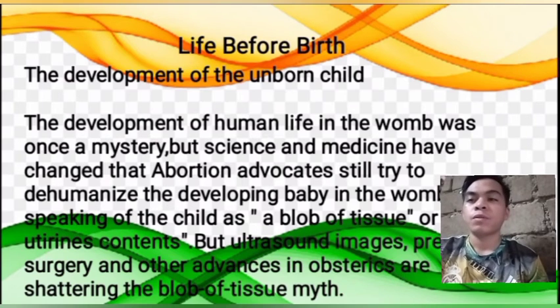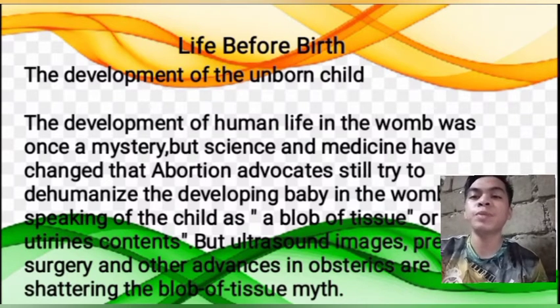Life before birth. The development of the unborn child. The development of human life in the womb was once a mystery. But science and medicine have changed that. Abortion advocates still try to dehumanize the developing baby in the womb, speaking of the child as a blob of tissue or uterine contents, but ultrasound images, prenatal surgery, and other advances of obstetrics are shattering the blob of tissue myth.